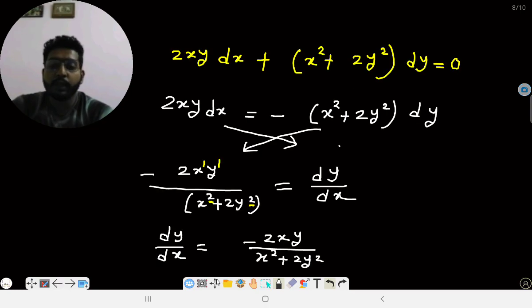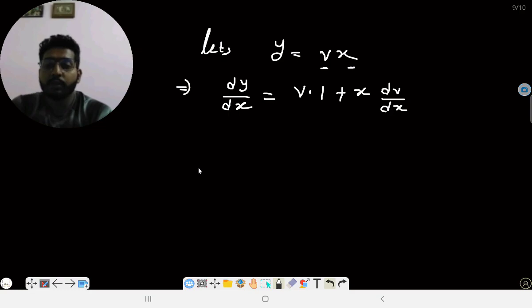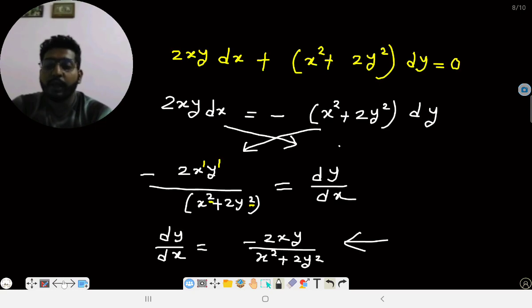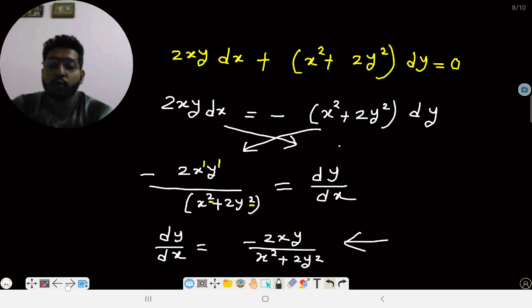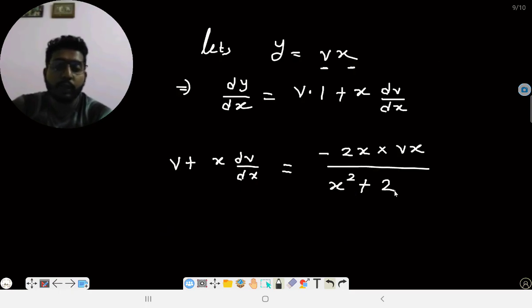Now we have to put the values here. The left hand side, dy dx, is v plus x dv dx, equals, now look at the right hand side, that is minus 2x into y. What is y here? vx, by x square plus 2y square, that means 2 into y square, which is (vx) whole square.